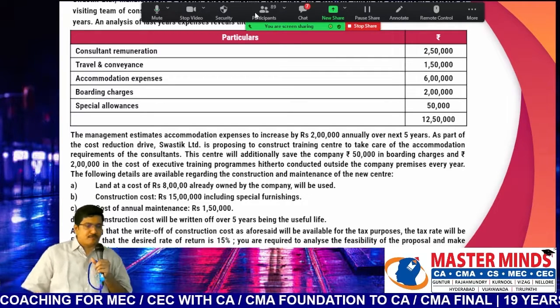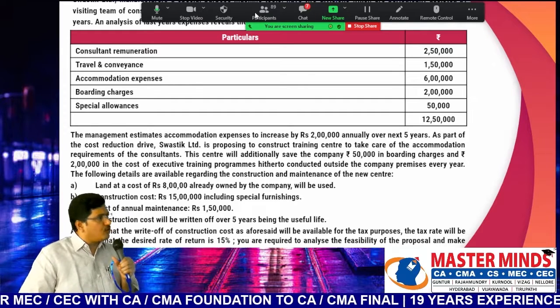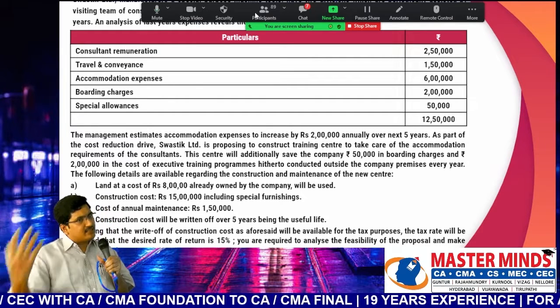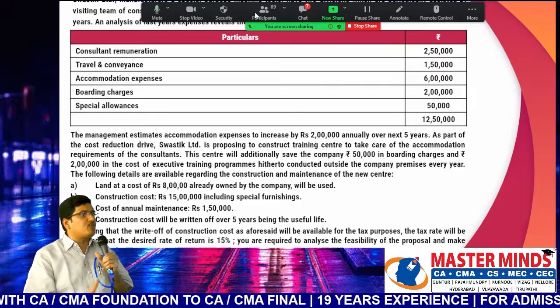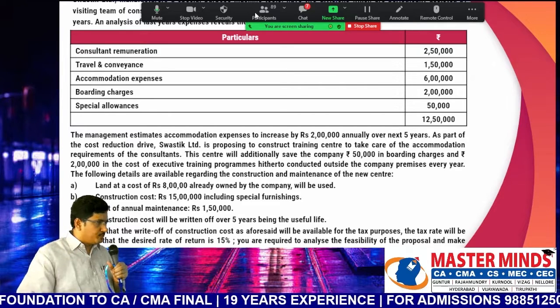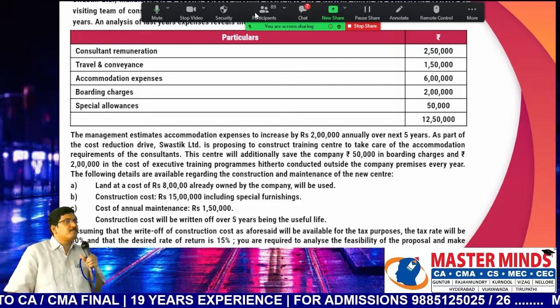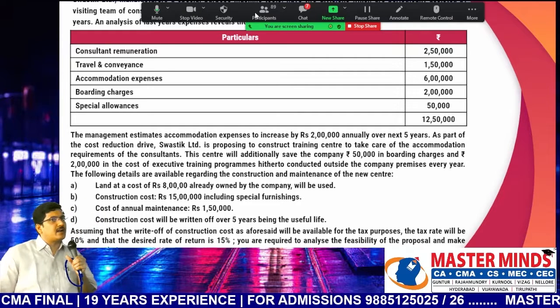Okay. So first one is consultant remuneration. Will there be any savings? No. Why? It will remain the same whether we accept or we reject the project. Is there any incremental cash flow? No. Next one is travel and conveyance. Okay. Will there be any savings in that?